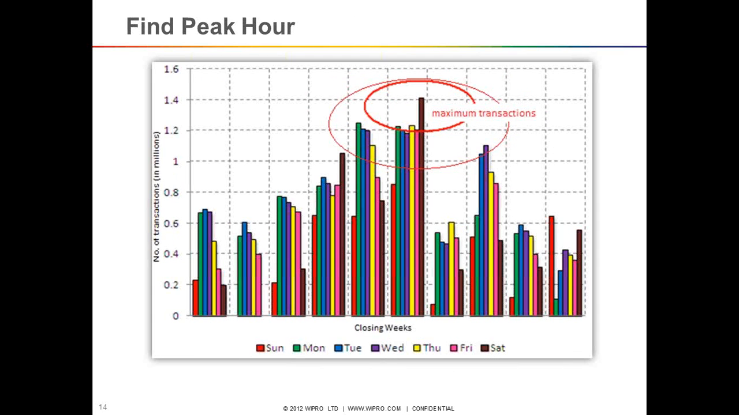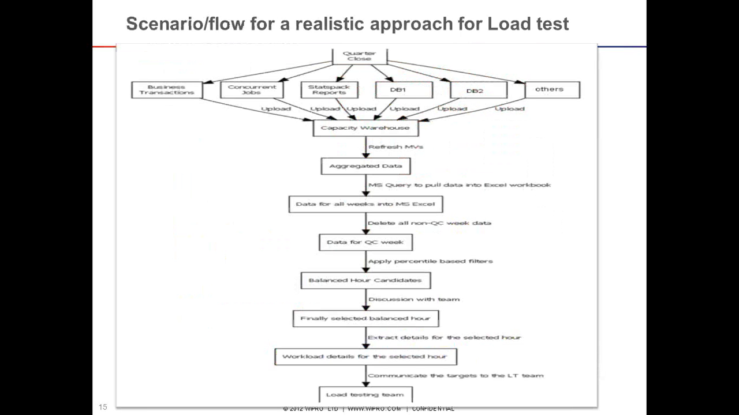Once you're able to see the total transaction volume, I'll show how we were able to zoom in down to each transaction level also, right? If you look at the scenario flow for a realistic approach, with our custom shell scripts we collect the data on the business transactions, the concurrent jobs, the stat pack reports, and on DB1, DB2 and others. Then we kept everything in a centralized capacity warehouse, from where we took aggregated data and converted that into MS Excel.